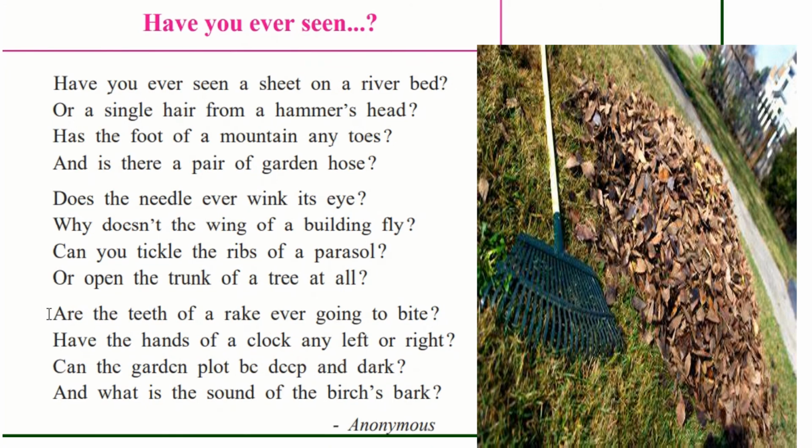Let's read the third stanza. The teeth of a rake ever going to bite? So here the poet says teeth of a rake. Rake is a garden tool which has spike-like things so that you can pull the leaves to one side and collect the leaves with it. Those are called the teeth of the rake. Now we also have teeth, isn't it, to bite. So the poet wants to know, why are the spikes of the rake called the teeth?